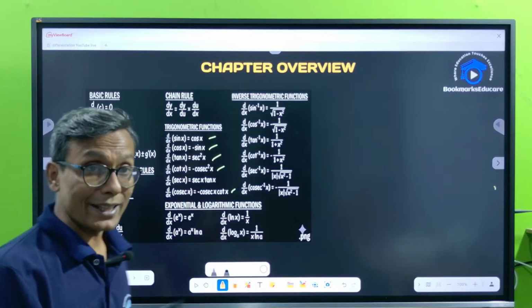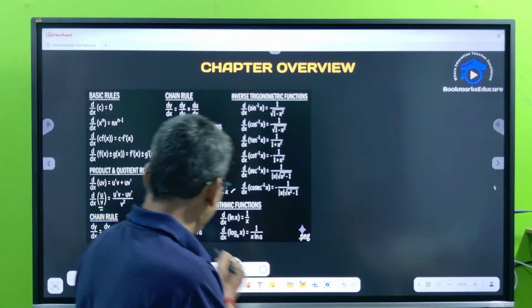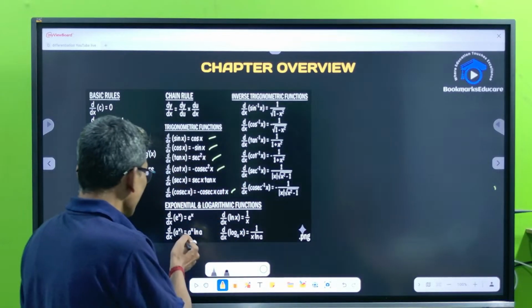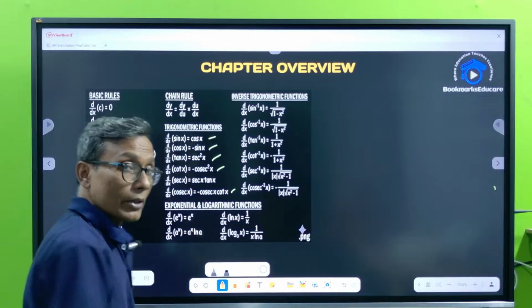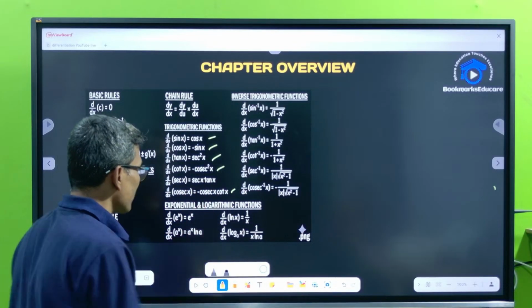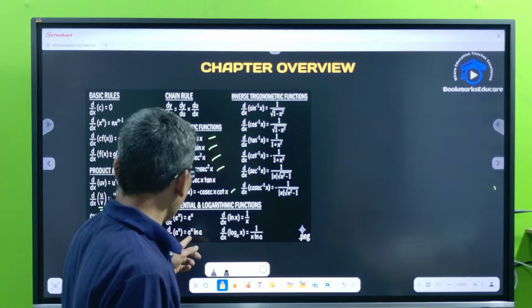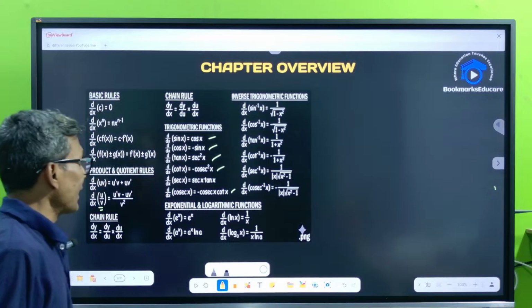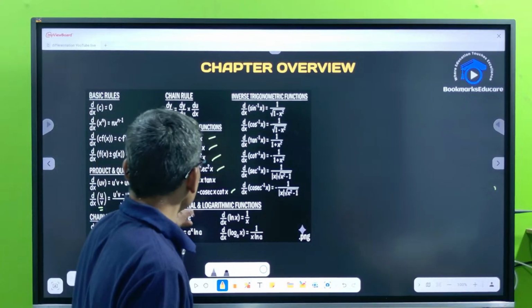d/dx of a to the power x, where a stands for any number or constant, but the power x is variable. So d/dx of a to the power x is equal to a to the power x log a to the base e.